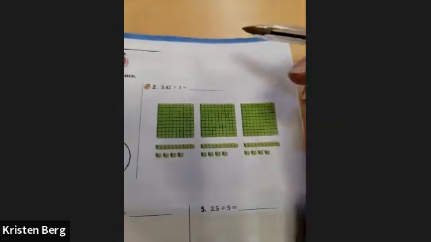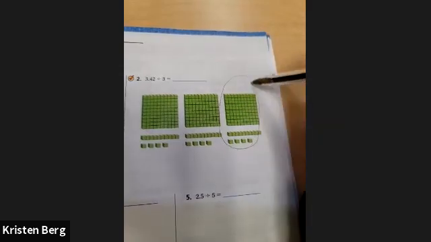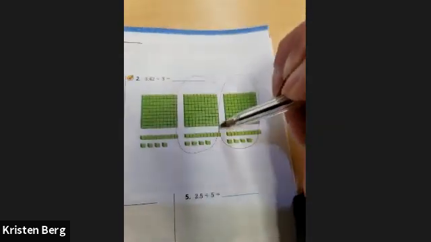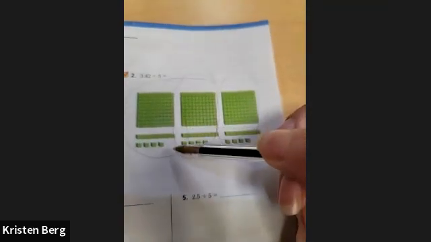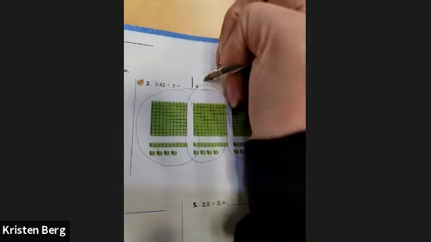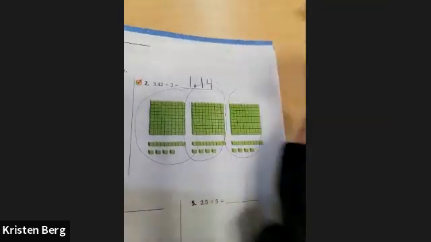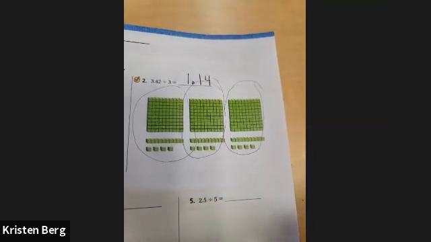Here, if you looked here, it's already separated for you. It put it into 3 groups. Here's 1 group, here's 2 groups, here's 3 groups. So what is in each group? Well, there is 1 whole. How many tenths? There is only 1. And then how many hundredths? There are 4. So therefore your answer is 1 and 14 hundredths.